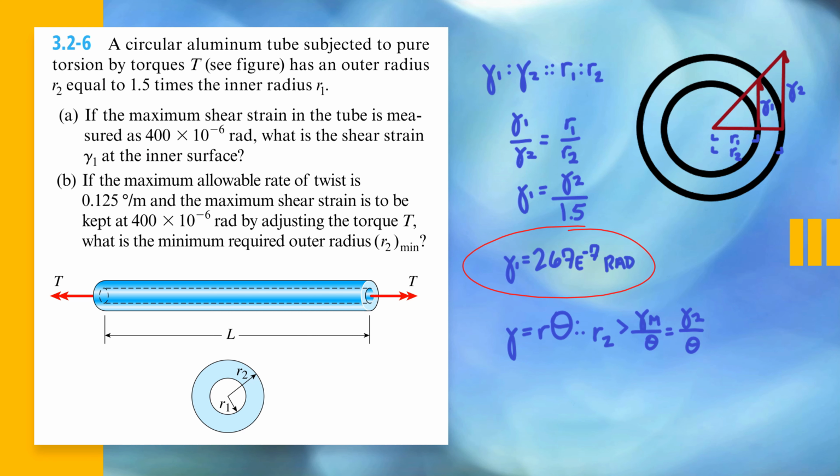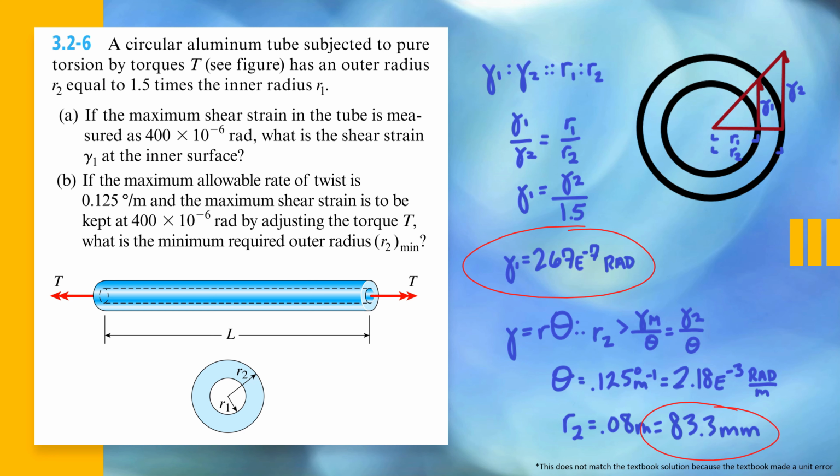So that's what I have here. R2 is greater than or equal to gamma sub 2 over theta. And since we're finding the minimum, we're just going to set it to equal. However, our theta is in degrees per meter, and we need radians so that our units work out. So I'm just going to make a quick conversion, and then we can divide by theta and get our value of 83.2 millimeters.